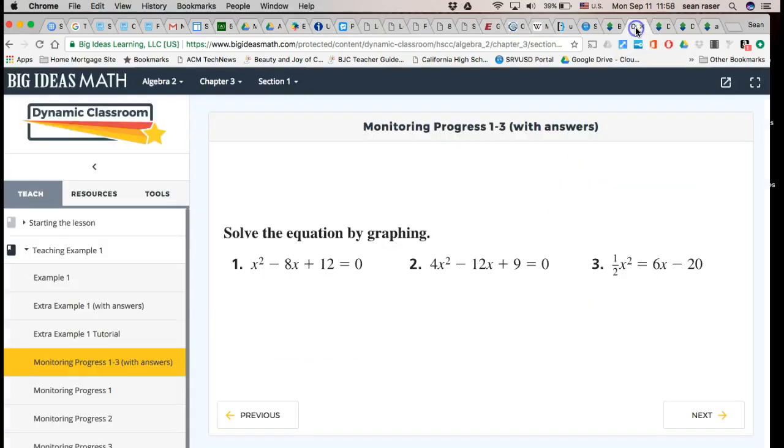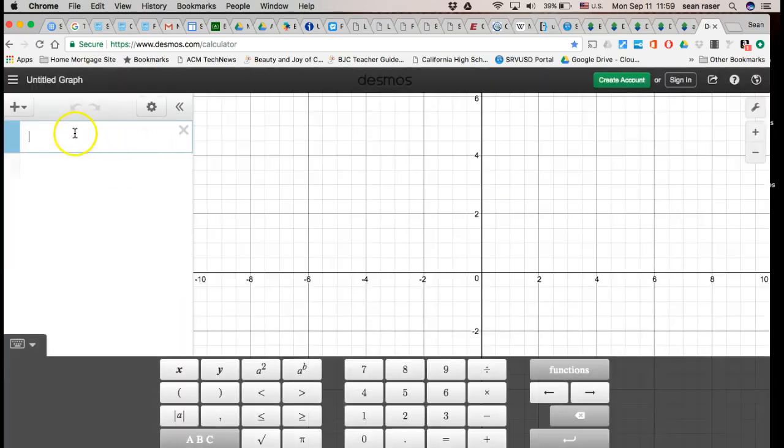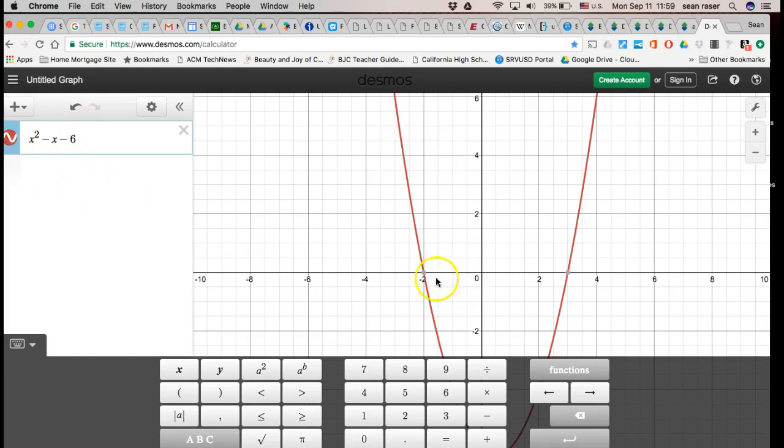So what I want you guys to do is go ahead and look at these 3 problems right here and solve those by graphing. Now you can use Desmos to solve these if you want. If you go to desmos.com, open up the website, start graphing, you can plug in your equations here. So for example, the first example that we did would look like this, x squared minus x minus 6, and you'll see you get your x-intercepts. If you want to use Desmos just to practice finding the x-intercepts, that's completely fine with me.